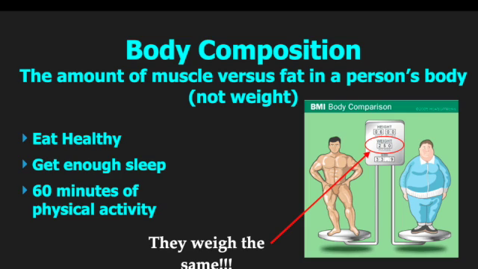Body composition is the last one we'll talk about, and it's the amount of muscle versus fat in a person's body. So eating healthy, getting enough sleep, and 60 minutes of physical activity a day can affect your body composition. But notice how these two people have different body compositions, but their weight is the same. So body composition and body weight are not the same thing. When you're doing your obstacle course, this one will not be a factor in your obstacle course.